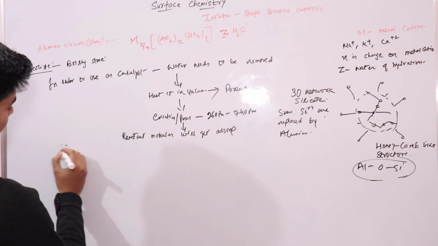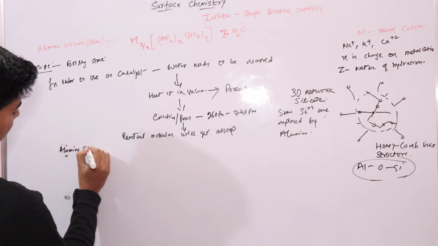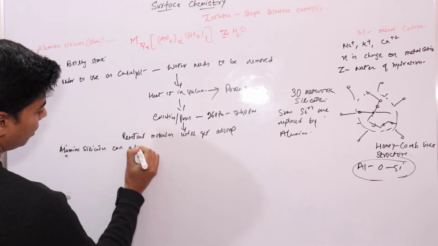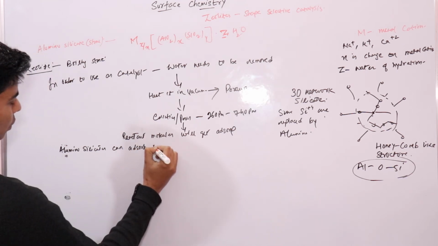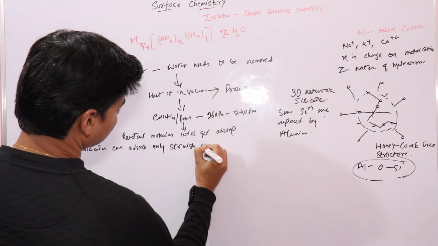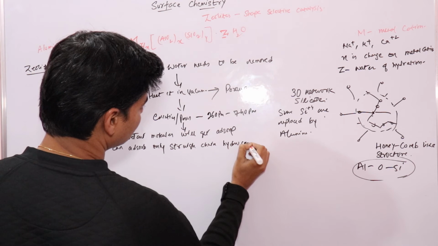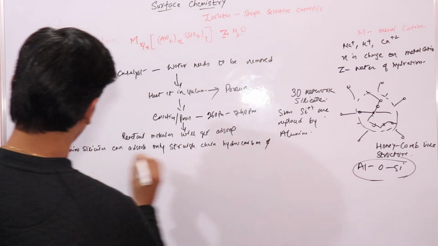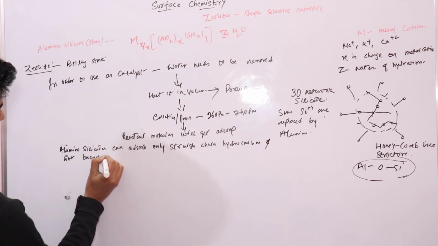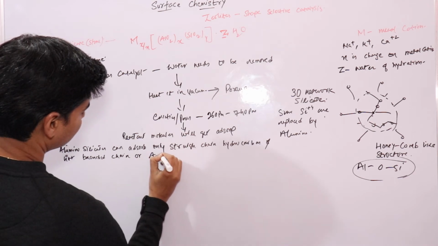So we say aluminosilicates can adsorb only straight chain hydrocarbons, and not branched chains or aromatic hydrocarbons.